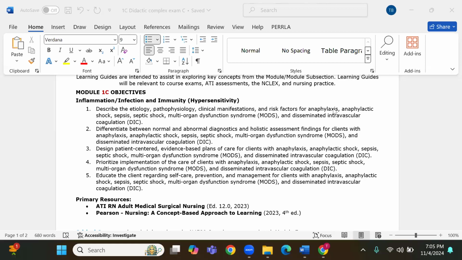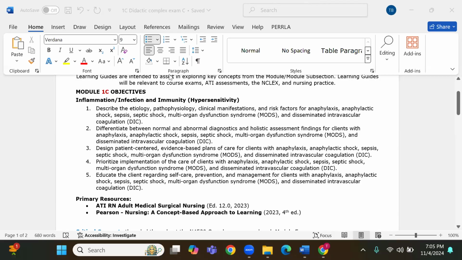Okay. So what we're going to do tonight is talk about this module 1C about inflammation, infection, and immunity. I was mentioning a little bit ago that we're going to talk about anaphylactic shock, sepsis, septic shock, and multiple organ dysfunction, which is MODS, and then DIC. These are all we're going to focus on tonight.